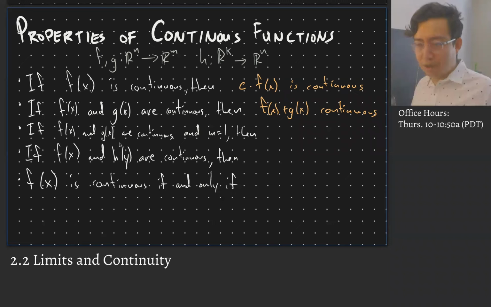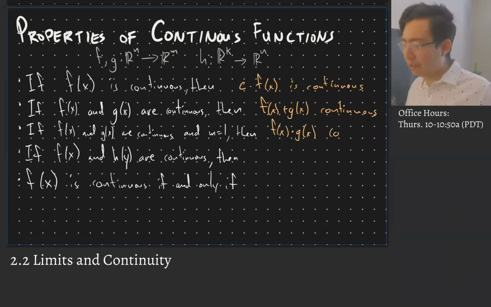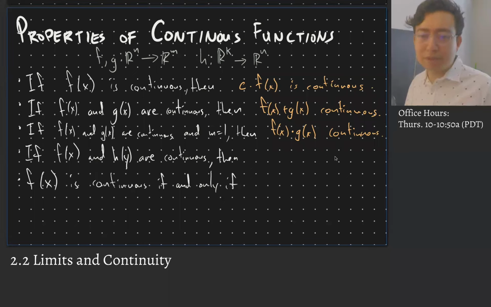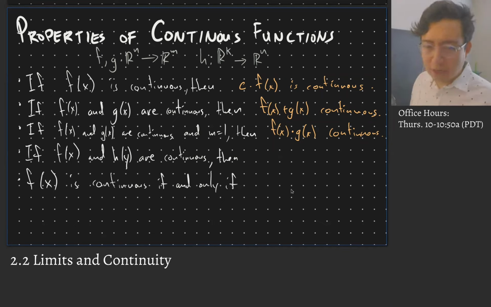Or in this case, m equals 1 over here. You can take the product of continuous functions, of scalar valued continuous functions in this case. You can only take products if they're scalar valued, right? So you have that. Okay, so you can take the product of two functions, you can take the scalar multiple of a function, you can take the sum of two functions.